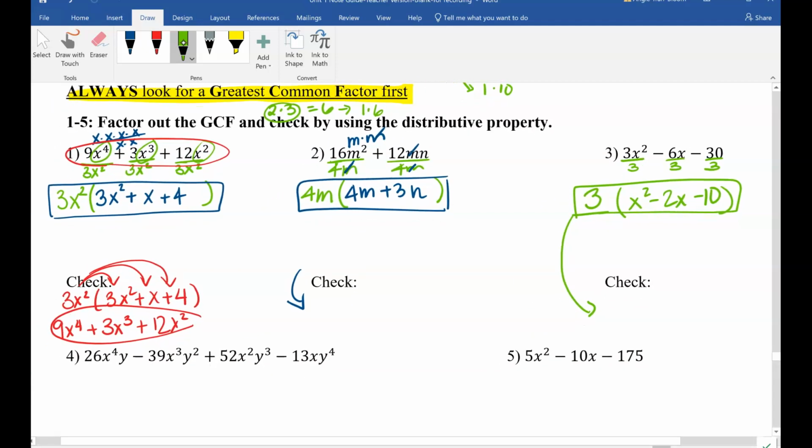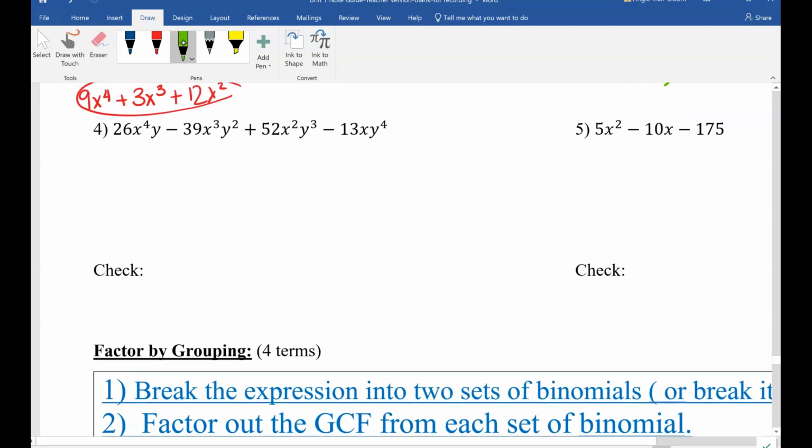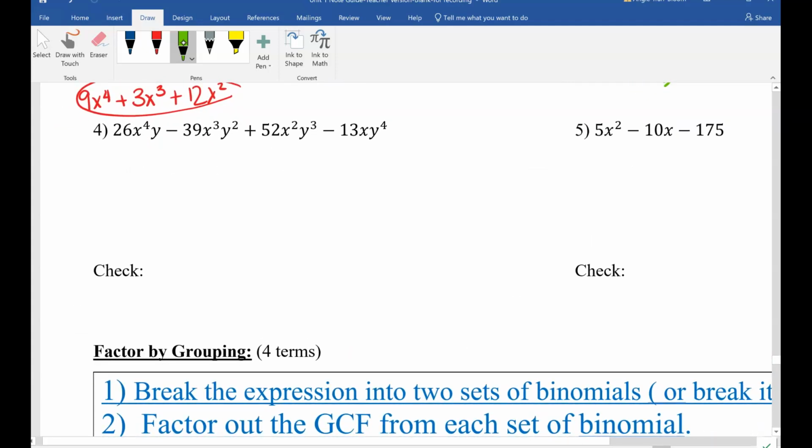Okay, let's move down to number 4 and number 5. Number 4 looks ultra scary, isn't it? Number 4, again, similarly, we're going to attempt the GCF with all those numbers first. So we're going to put the spot up here and then do a parentheses here.